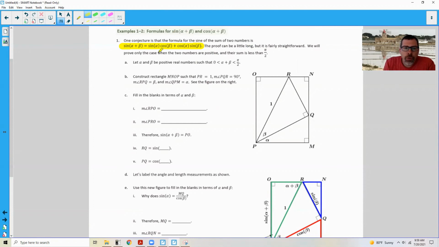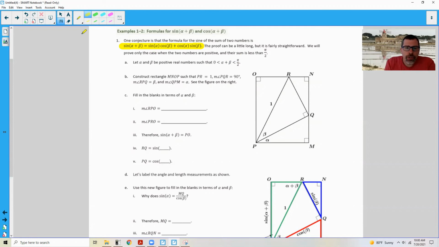The proof can be a little long, but it is fairly straightforward. We will prove only the case when the two numbers are positive and their sum is less than pi over 2. So we're only working in the first quadrant of the unit circle, 0 to pi over 2. So let alpha and beta be positive real numbers such that the sum of alpha and beta is between 0 and pi over 2.